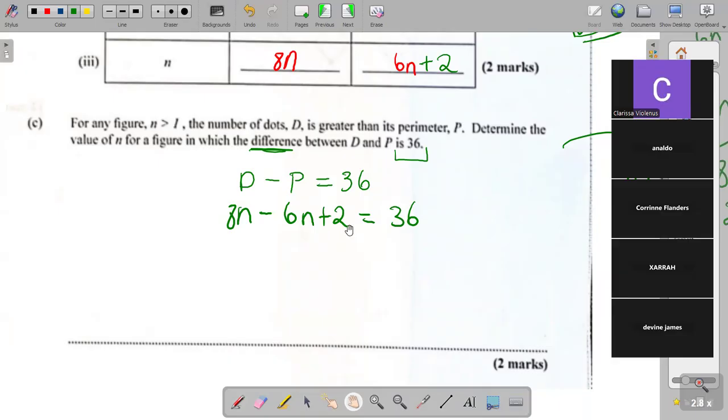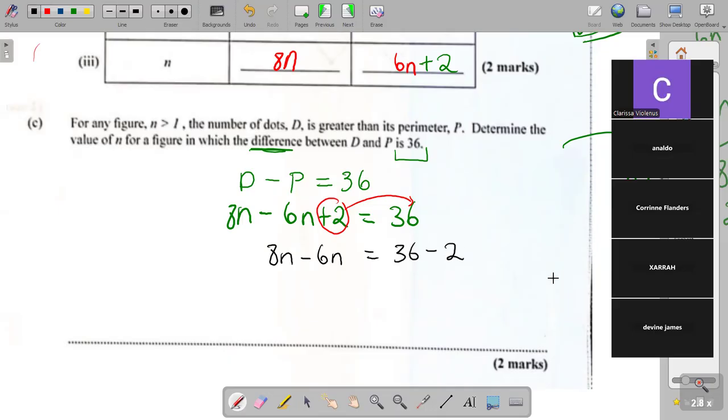Somebody should stay and somebody should go. Who should go from this side? Somebody doesn't belong here. Very good, because all we want on one side is just the n's. So we're going to move the plus 2 over. When we move it over, it's going to become what? Minus. So we're going to end up with 8n minus 6n is equal to 36 minus 2.